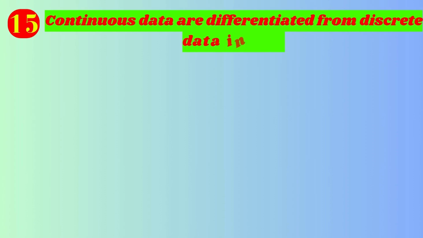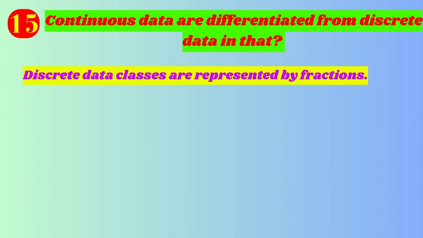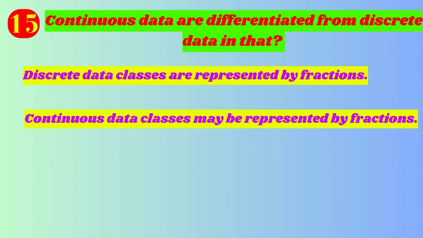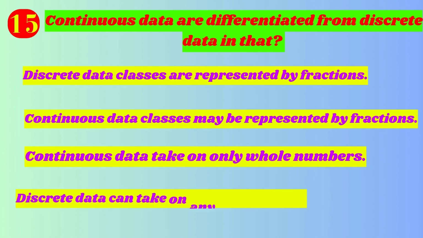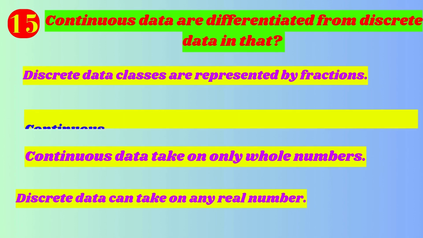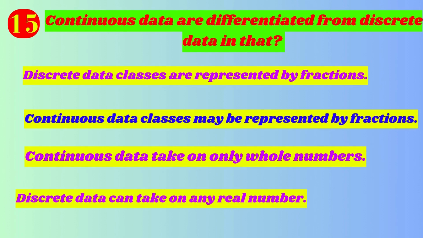Continuous data are differentiated from discrete data in that discrete data classes are represented by fractions. Continuous data classes may be represented by fractions. Continuous data take on only whole numbers. Discrete data can take on any real number. The correct option is continuous data classes may be represented by fractions.